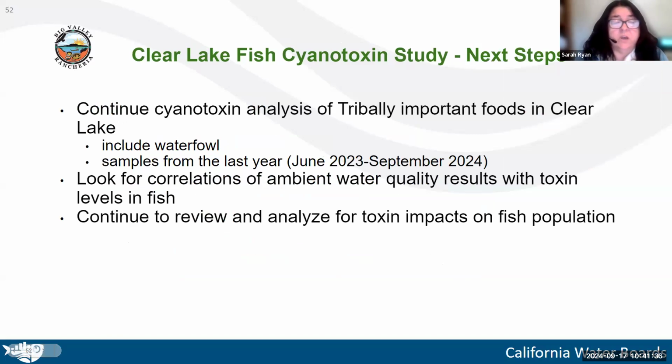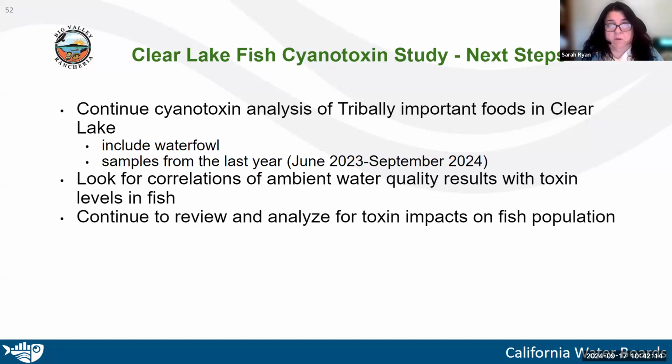Oh, so our next steps. We think it's really important to know what the contaminants are in the food web of the tribes. And given that for aquatic species there's an unknown, nobody necessarily knows how much of a contaminant in the water it takes to accumulate into the animal or the plant. It's very complicated science, and I don't think it's fully developed with anyone, but we are looking for those correlations of the ambient water quality results with the toxin levels in fish.